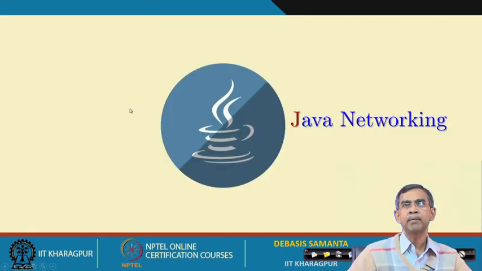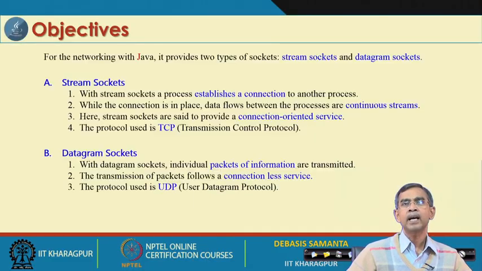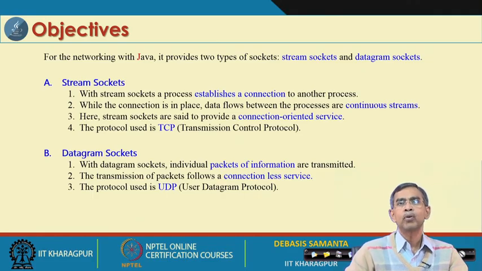Now, I will come to Java networking, which is the more important thing to understand at the moment. For Java networking, there are many ways actually, and all of them can be categorized into two categories. They are basically called stream sockets and datagram sockets. As you know, a socket basically means a program.